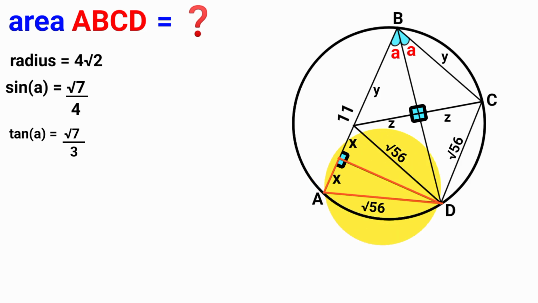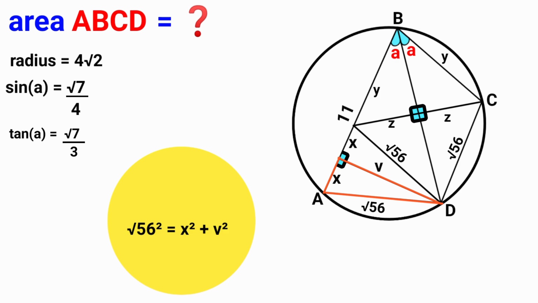Now look at this triangle. It is a right angle triangle. We use the Pythagorean theorem. If you assume the length of this side to be v, by Pythagoras, the square of this root 56 must be equal to the sum of the squares of this x and this v. So root 56 squared equal to x squared plus v squared. Root 56 squared is 56. So 56 equal to x squared plus v squared. Take x squared to the left. So 56 minus x squared equal to v squared.